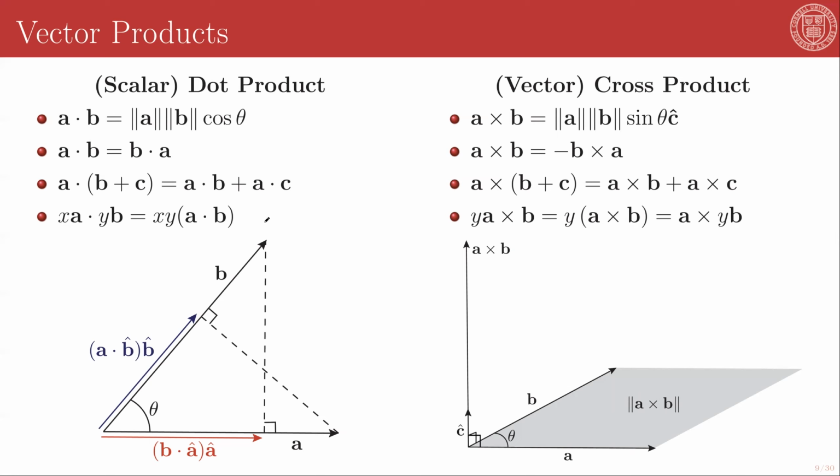And so what we will introduce is a scalar dot product, which operates on two vectors and returns a scalar, and a vector cross product, which operates on two vectors and returns another vector. So let's take these two in turn. The scalar dot product is geometrically defined as A dotted B will give you a scalar that is the product of the magnitudes of A and B times the cosine of the angle between them.